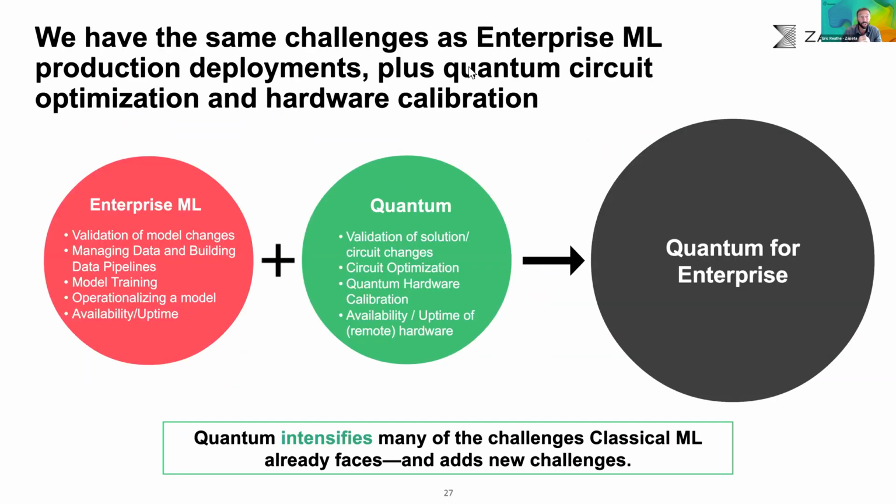So basically, we do have the same challenges at enterprise ML that we have today. And we've got some added dimensions with quantum: circuit optimization, hardware calibration, validating changes. Occasionally data may actually change the model as it changes in the external world. And then we need to be aware of our availability and uptime of hardware, especially remote hardware in this case.